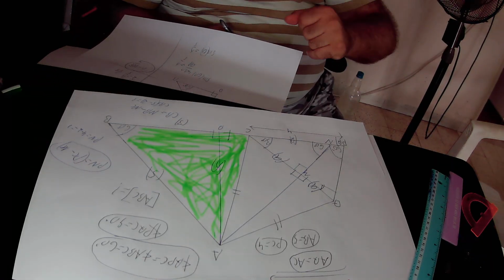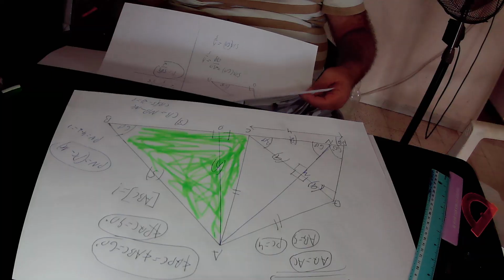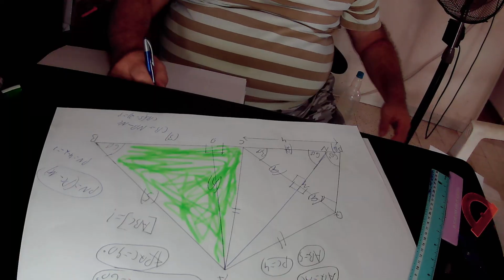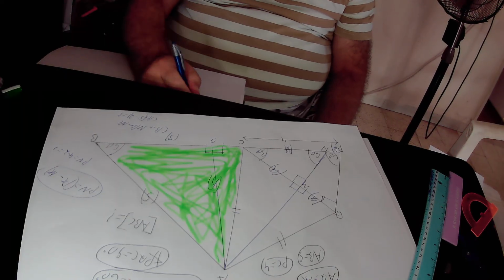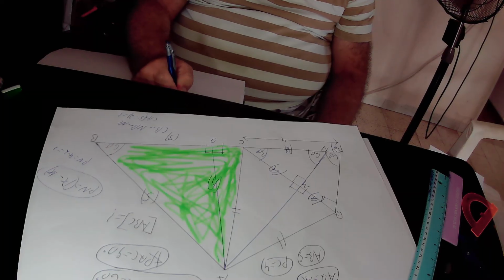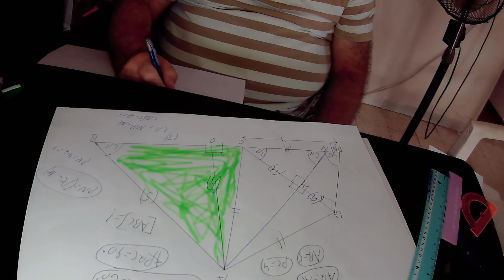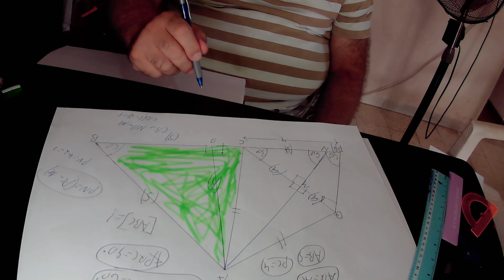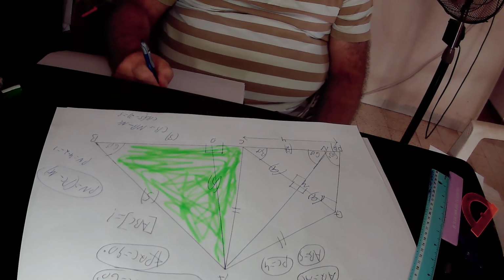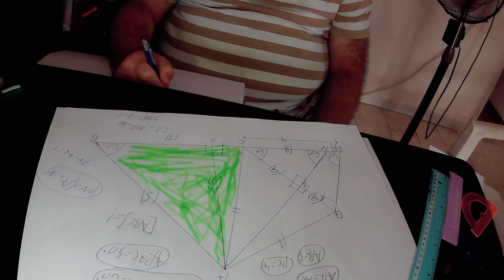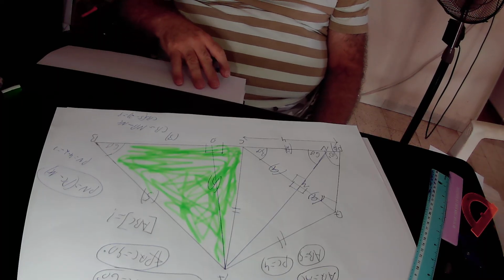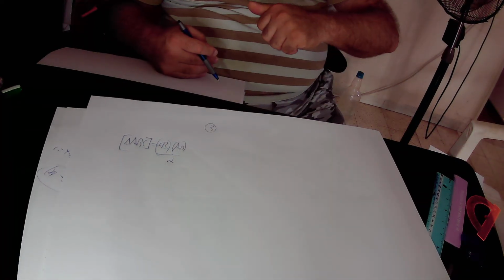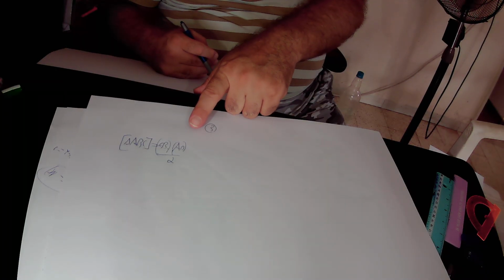Our task is to find the area of this triangle ABC. The area of triangle ABC is equal to the base of the triangle, that is CB, times the height to the base, that is AO, over 2. Repeat again: the area of the green triangle ABC equals the base CB times the height to the base, that is AO, over 2.